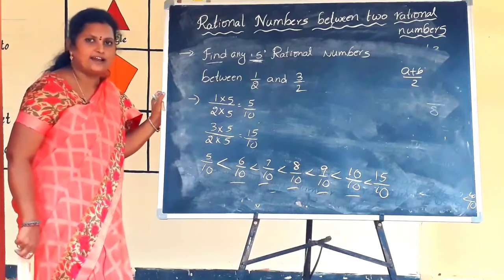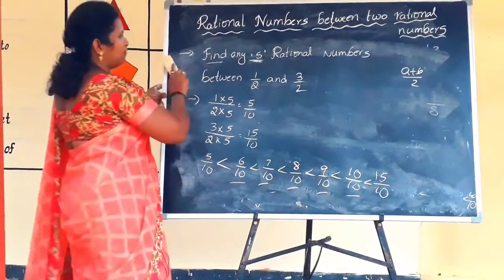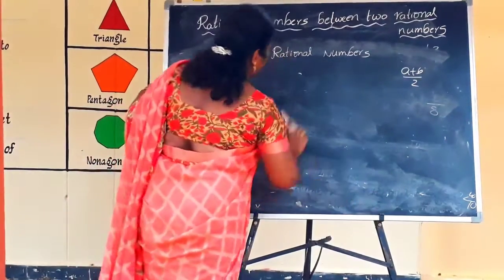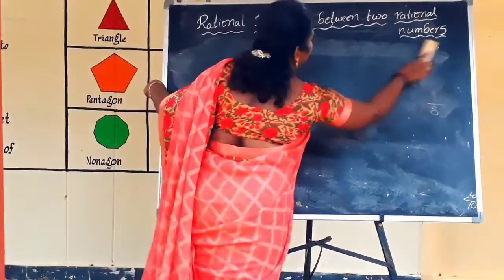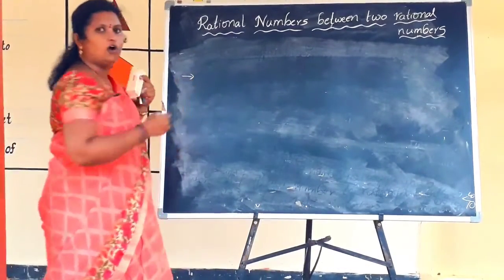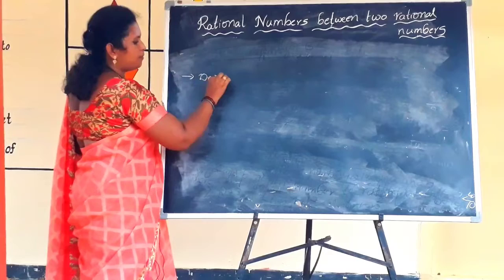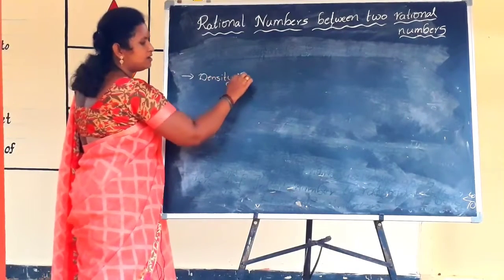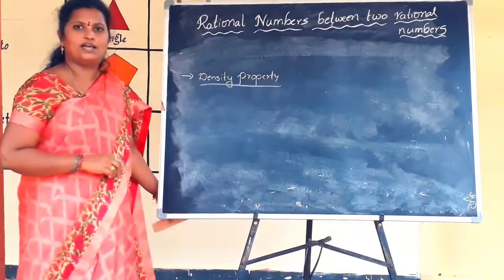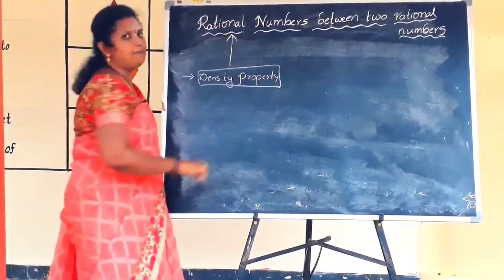Okay, children, have you understood today's topics? Let us recall what we learned today. We learnt about the representation of rational numbers on the number line, how to find rational numbers between any two rational numbers, and also the density property of the rational numbers. What is the density property? There exist an infinite number of rational numbers between any two rational numbers. This is the special property that rational numbers have.